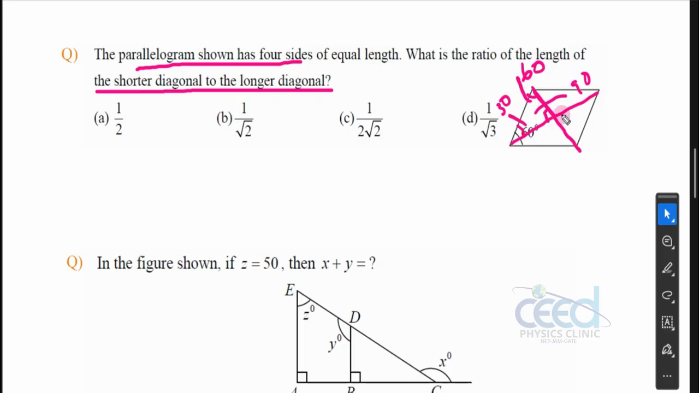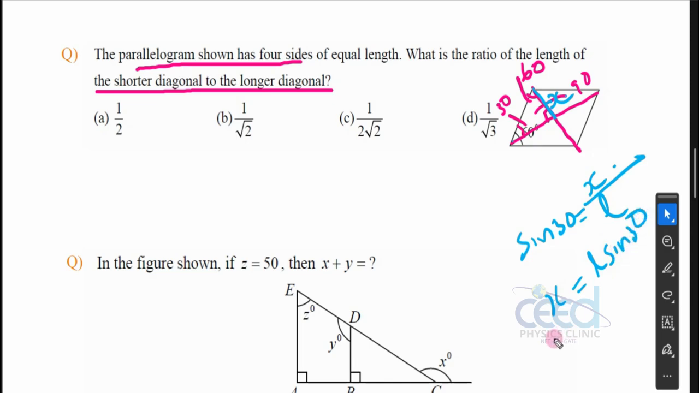Say for the shorter diagonal, I give the length x. Up to this part I give the length x. Then sin 30 is equal to what? x divided by the side. All 4 sides of the parallelogram are equal, so I can put L here. Sin 30 is equal to x divided by L. Then x is equal to L sin 30.